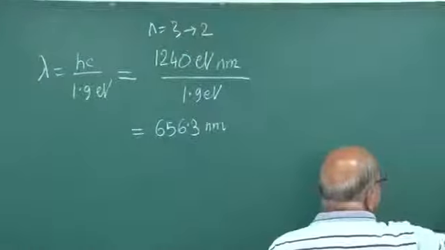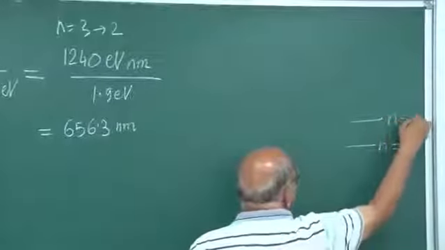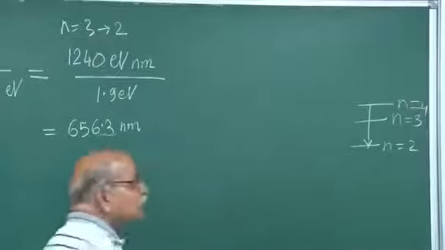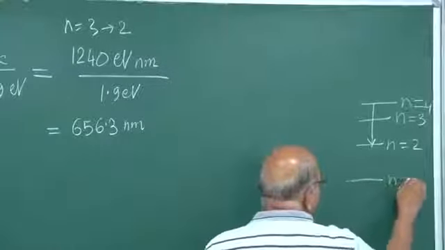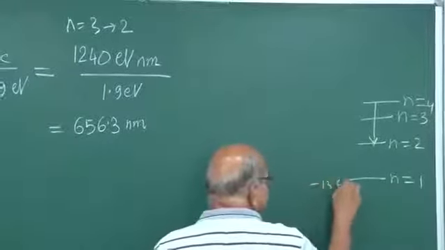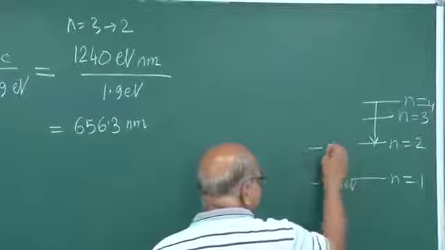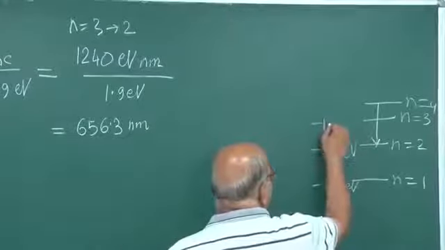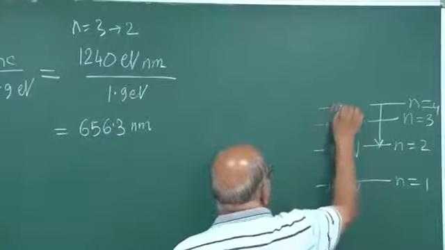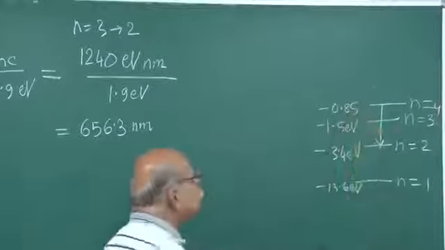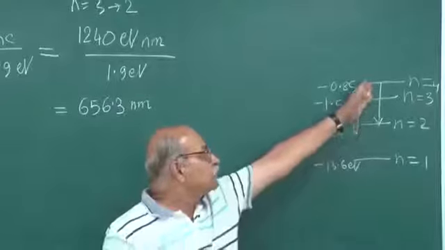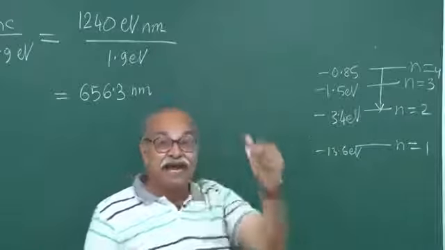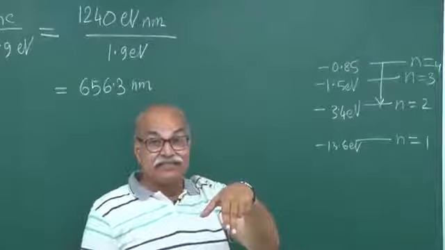If you have the transition n equal to 4 to n equal to 2. So n equal to 1, you remember this is minus 13.6 eV, this was minus 3.4 eV, this divided by 4, and this was minus 1.5 eV, and this is minus 0.8 eV, and so on. So you can work out if it goes from n equal to 4 to n equal to 2, what will be the wavelength. That matches exactly with that second wavelength which is emitted.